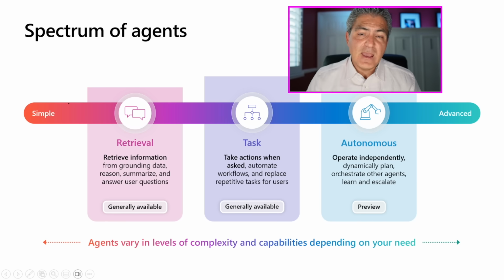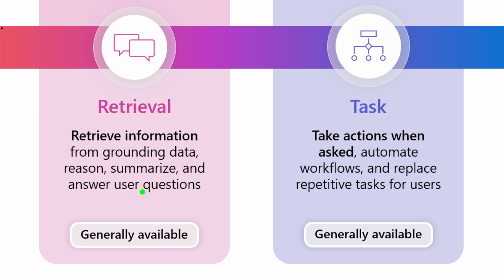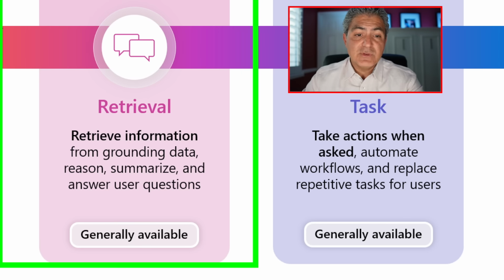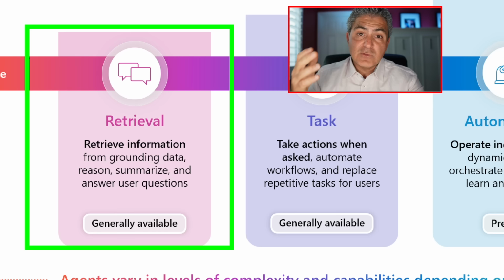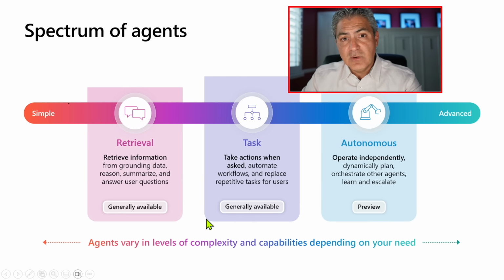Now, agents come in a spectrum, and the spectrum is going from simple on the left-hand side all the way to more complex and advanced on the right-hand side. And there are really three different categories of agents. Agents that focus on retrieval, and these are simple agents that are generally available today. They're working based on grounded data that exists inside your tenant. They reason over the data, they summarize it, answer questions. Simple enough, and we'll look at these ourselves.